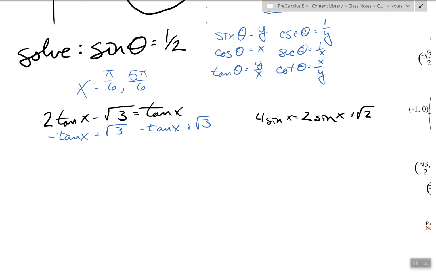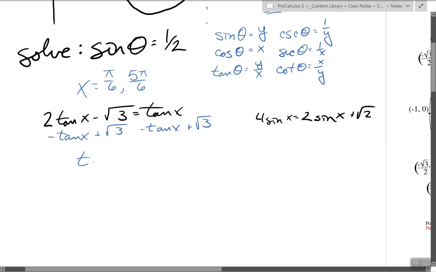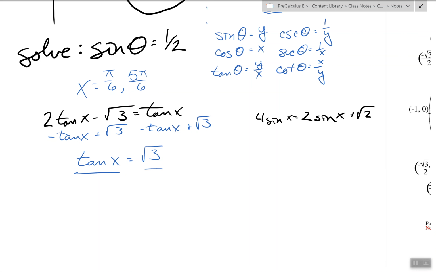So when I subtract 2 tangent minus tangent, I get 1 tangent here on the left-hand side. Those square roots of 3 reduce, tangent reduces, and we have the square root of 3 on the right side. So at this point we now have a trig function equal to a value, which is what we're looking for. Once we get to this stage, we can go to the unit circle and try to find that value as a coordinate on the unit circle.